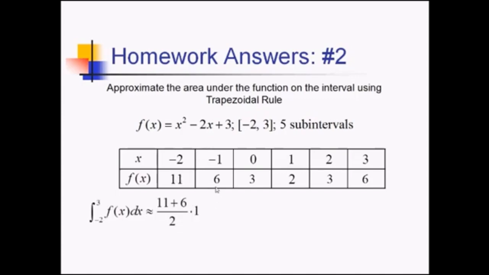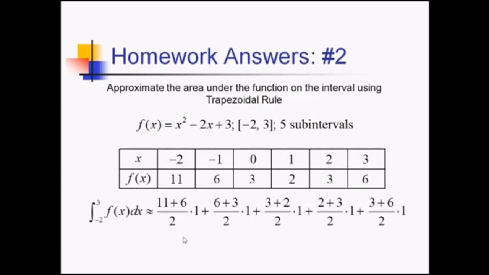Okay, setting up our trapezoidal areas, we've got 11 plus 6 over 2 times a base of 1. And all of these are going to be bases of 1. So we've got 6 plus 3 over 2 times 1, 3 plus 2 over 2 times 1, 2 plus 3 over 2 times 1, and 3 plus 6 over 2 times 1.